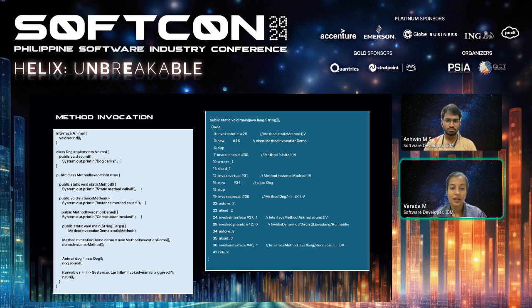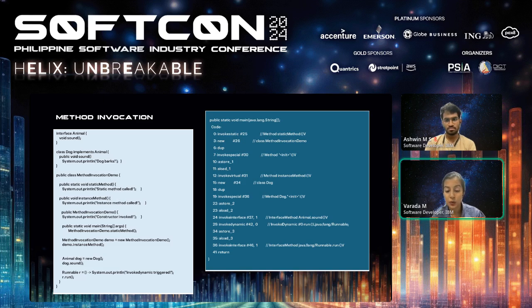Then you can see in the code what it's doing in main: method invocation demo dot static method. That's why it invoked the static method. On the next line, MethodInvocationDemo demo equals new MethodInvocationDemo. It is creating a new object. So from 3 to 7, it creates a new object with new, and at index 6 it duplicates it on the stack. At 7, it calls invokespecial, that is the constructor. You can see the constructor public MethodInvocationDemo in the program. Then it stores the object in local variable 1.